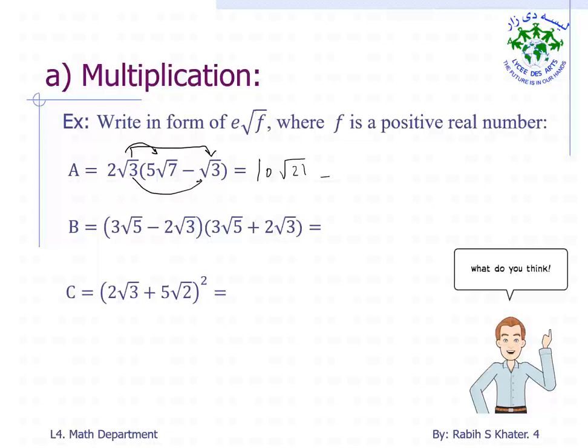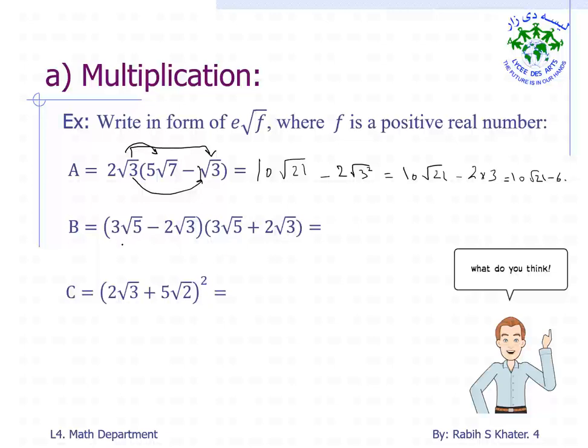first by second, coefficient by coefficient, 2 times minus 1 is minus 2, radical 3 times radical 3 is radical 3 squared. Now, since this radicand has an even power, we can get it outside to get 10 radical 21 minus 2 times 3. Finally, we get 10 radical 21 minus 6. This is your final answer.